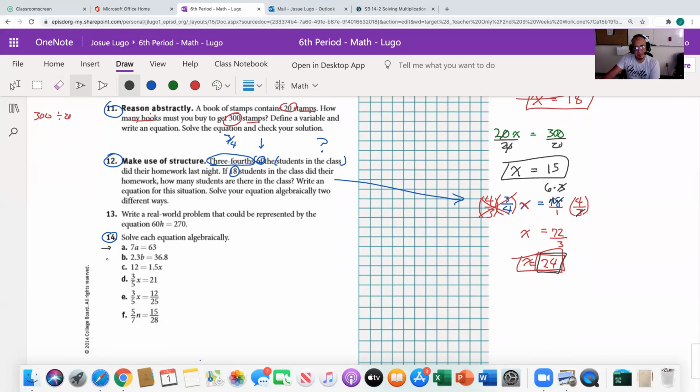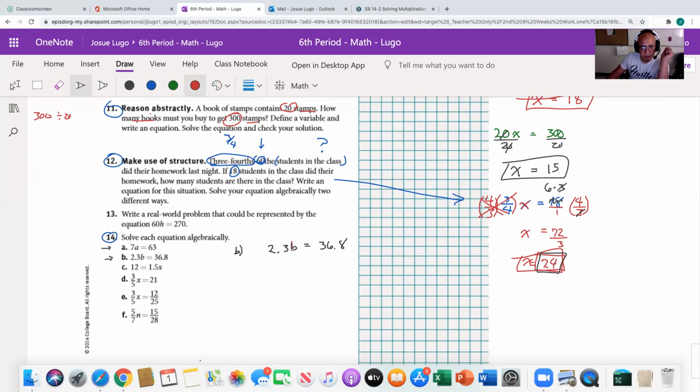All right, 14a is pretty simple. I'm going to do 14b because while it's simple, some of you guys have forgotten how to divide with decimals, and so I really encourage you guys to go and review that. I do have videos about that under resources. So for set 14b, we have 2.3 b is equal to 36.8. So obviously I need to isolate the variable.